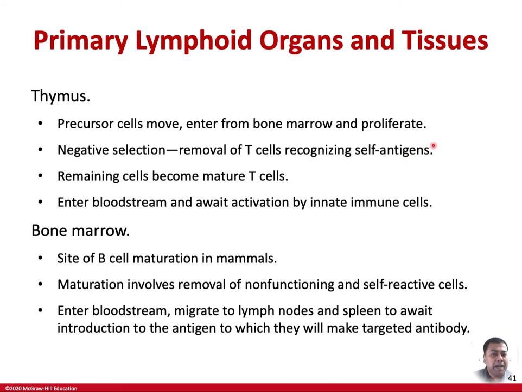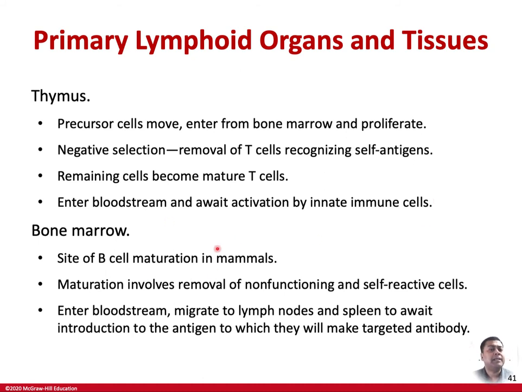Now the remaining cells, which are not killed by negative selection, become the mature T cells. They will enter the bloodstream and await activation by the innate immune cells. In particular, these cells will go into a specific type of tissue known as the secondary lymphoid organs. We're going to see that in a second.